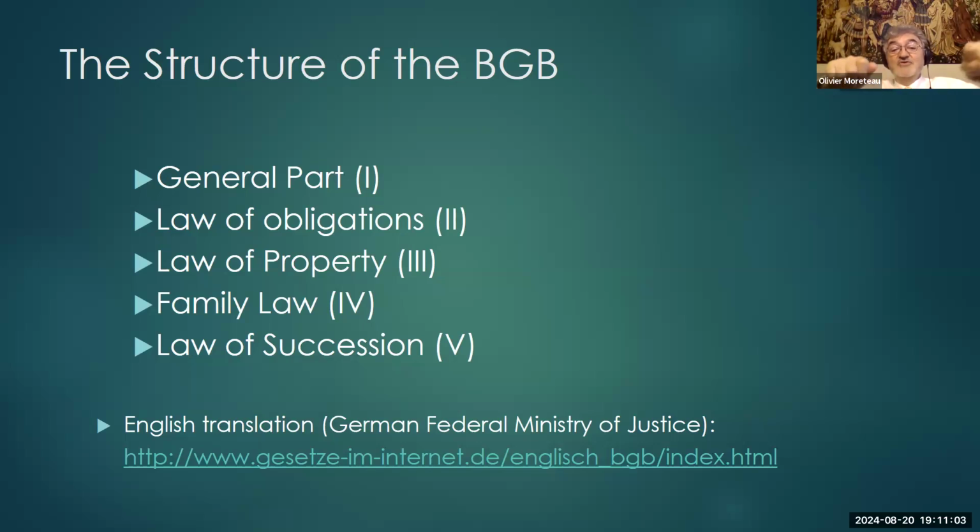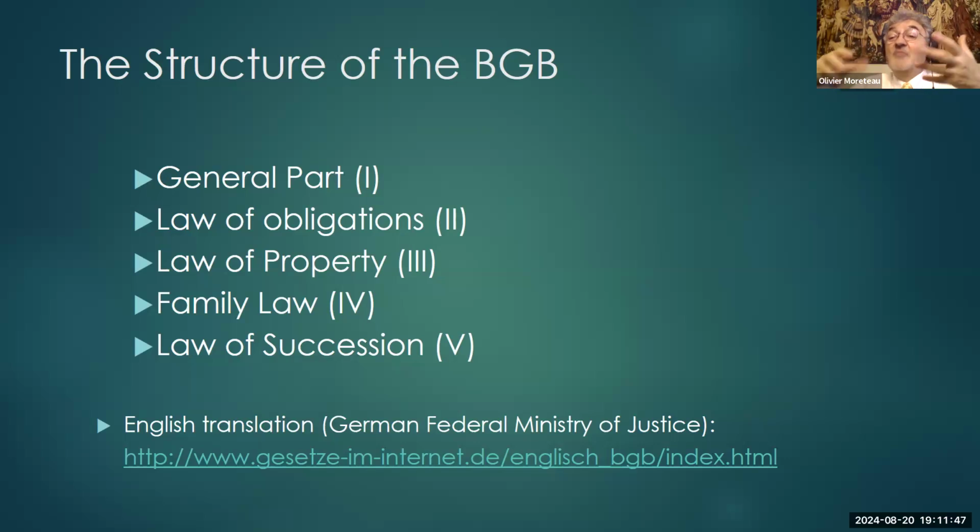Contract is in book 2, law of obligation. Marriage is in book 4, family law. Testament is in book 5, law of succession. All the rules about consent are put in the general part, which means when you are dealing with a contractual relationship and you apply rules in book 2, you have to combine the rules of book 2 with the general rules that are found in book 1. The same if you are dealing with a testament, you have to reconcile the rules in the general part with rules in the law of succession.